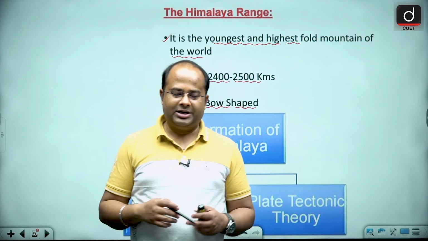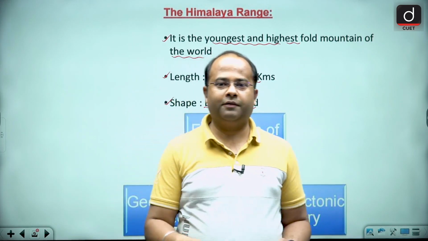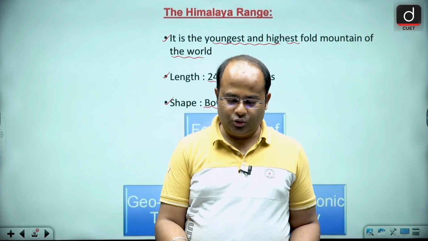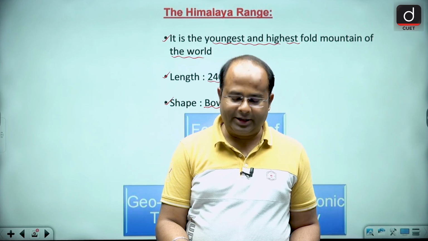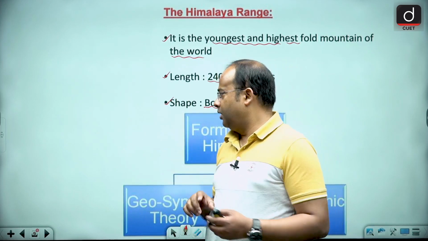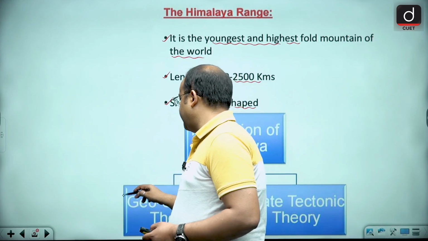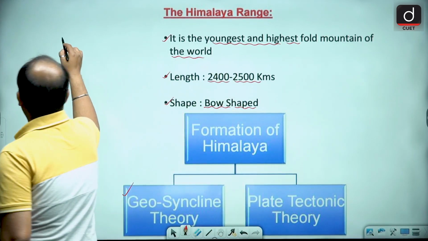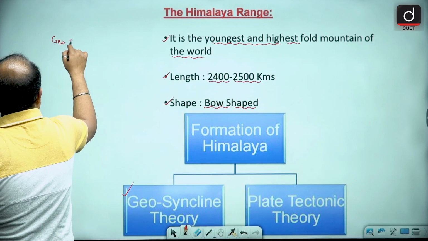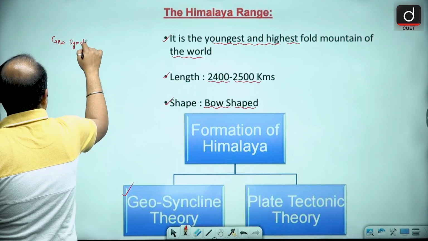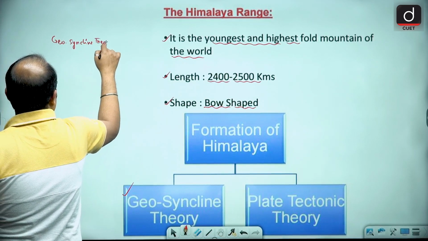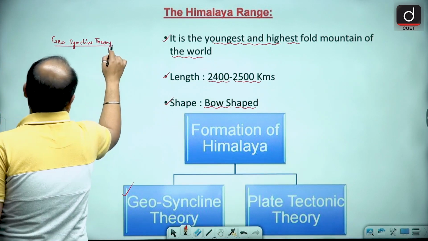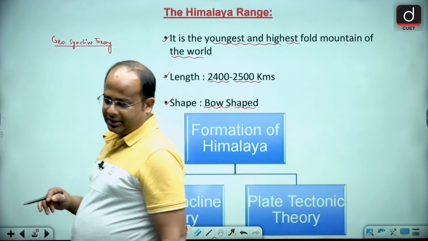Now guys, let's discuss the formation of the Himalayas. There are two theories which are very popular related to the formation of the Himalaya. One theory is called the geosyncline theory. Now guys, what is the geosyncline theory?